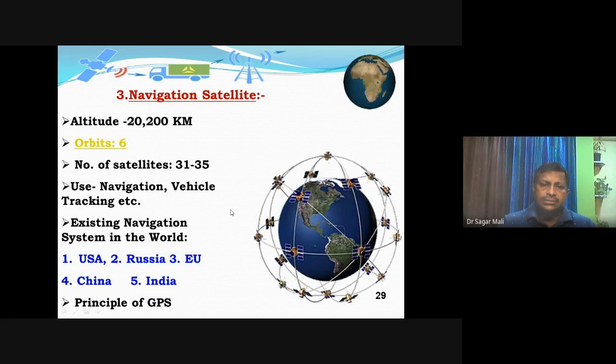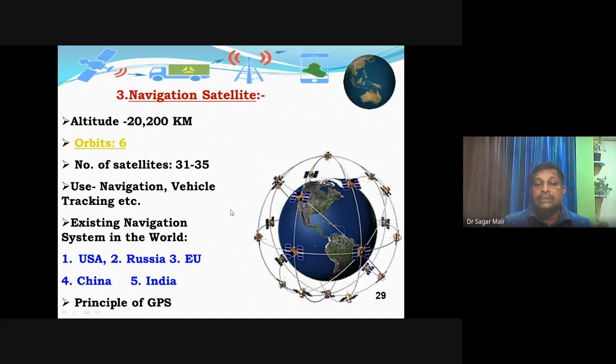This is a constellation of navigation satellites of the USA. The NASA satellite constellation is there. They are normally used for navigation purposes and vehicle tracking systems. Nowadays, we get all the GPS information through these types of satellites.